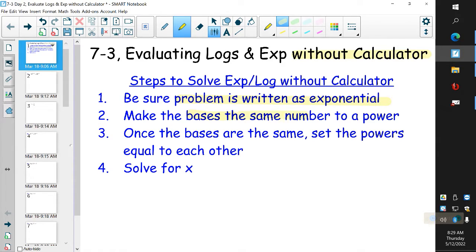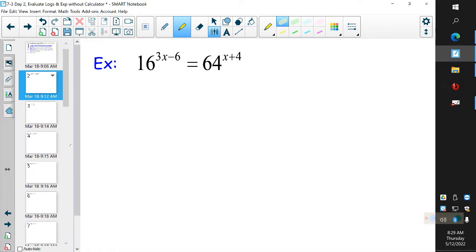Make the bases the same with a number to a power, and once the bases are the same, set the powers equal to each other, and then simply solve for x. So let's jump right in.